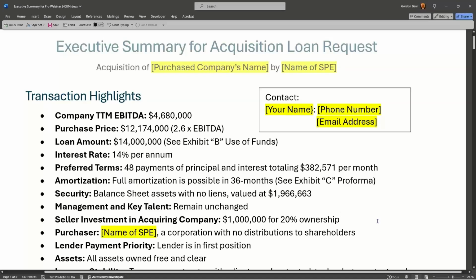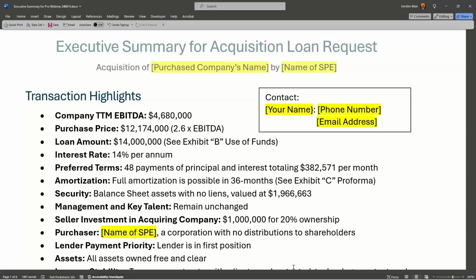The next item that is important here is the purchaser. Who is the purchaser? They want to know that. Who's buying this thing? In other words, who are they going to loan the money to? And we're going to give them the name of the SPE. And this is important, a corporation with no distributions to shareholders.